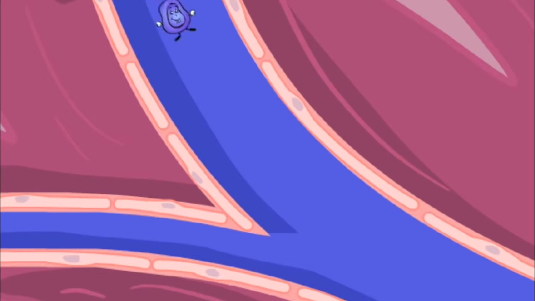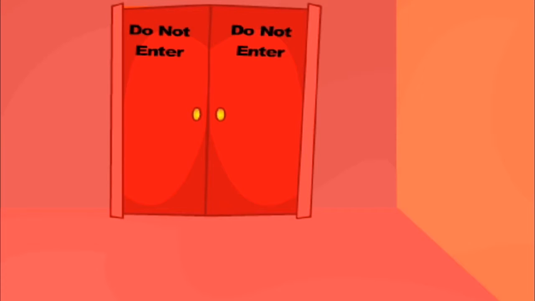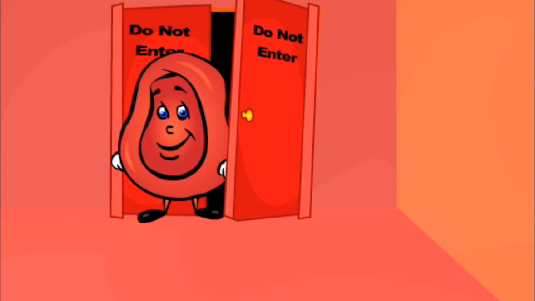Here's me at the start of my little journey. I just got back from dropping off some things to some places in your body. I need to get some more speed to do more deliveries, so I ride your bloodstream into your heart. Going through the heart is easy because the heart has special rooms and doors that only open one way.